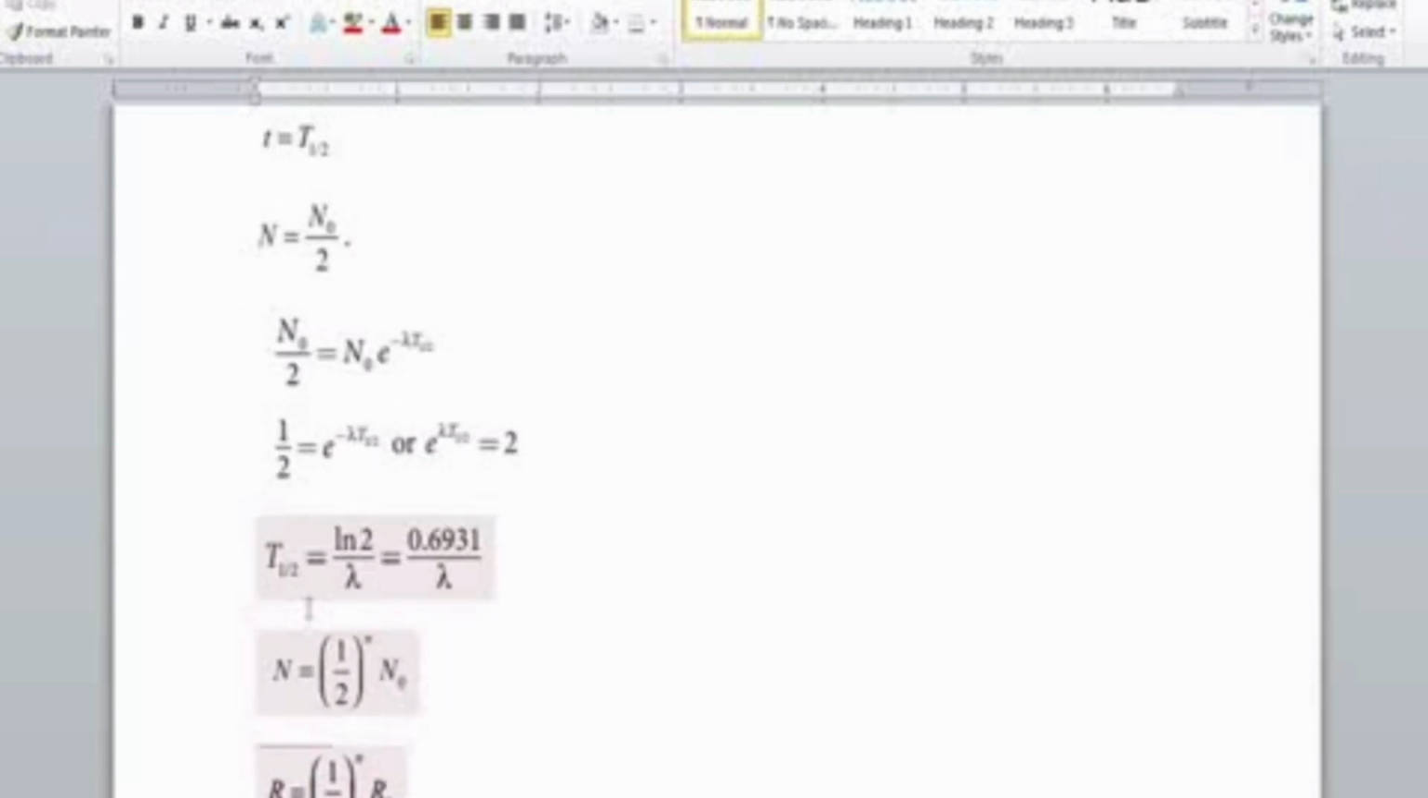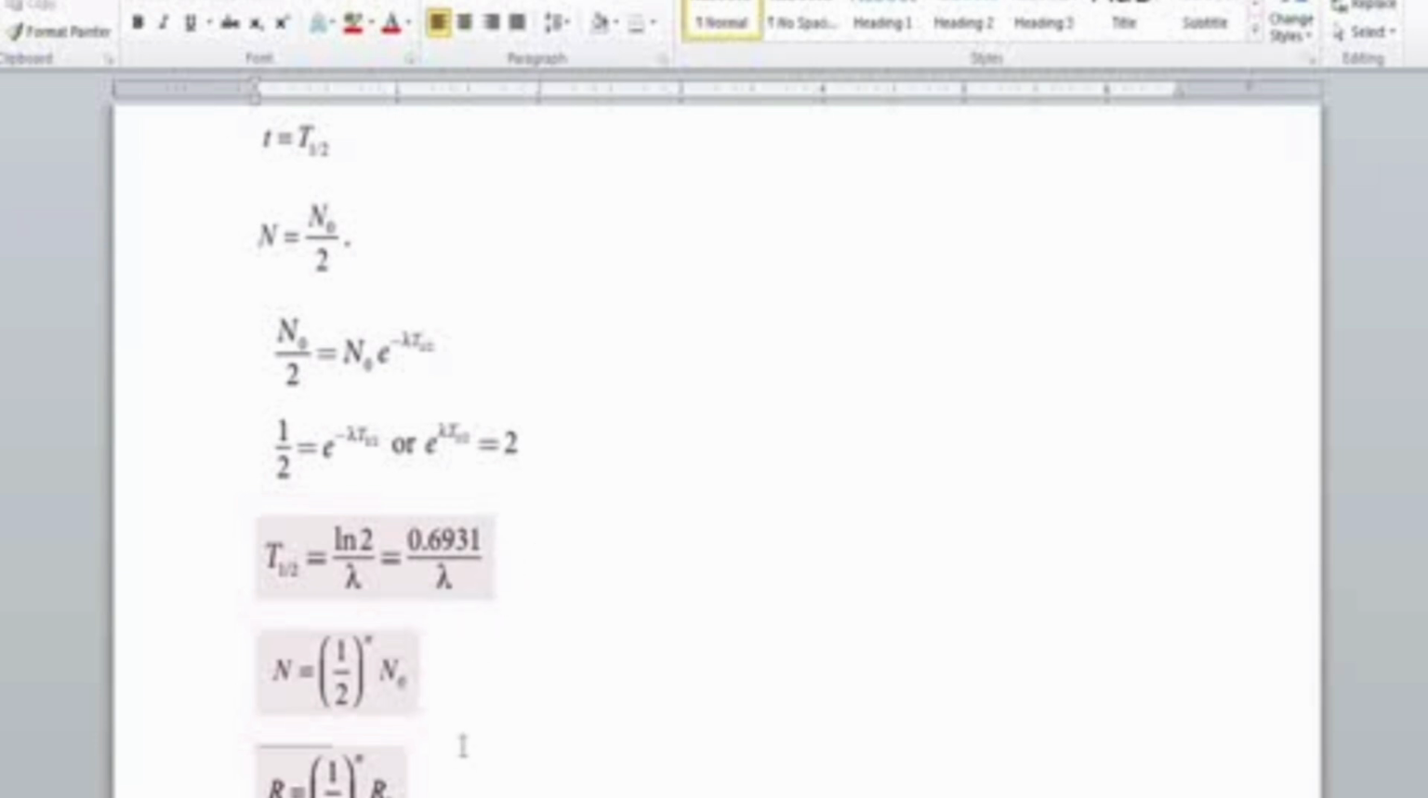Then taking ln on both sides, the exponential cancels. Then ln 2 equals lambda T, so lambda is brought to the other side. So T half equals ln 2 divided by lambda, where ln 2 is 0.6931.